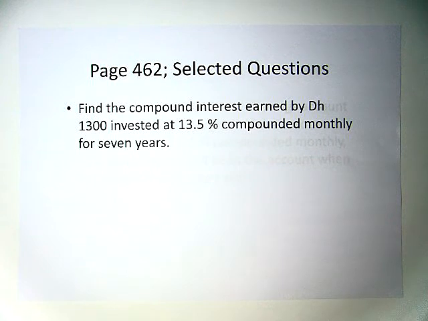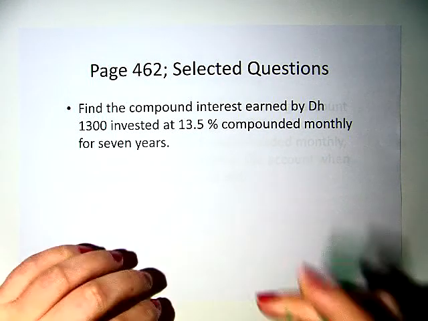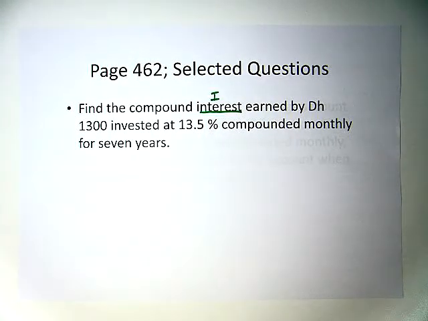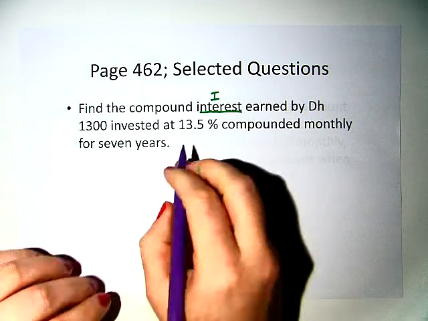Okay, the last set of questions come from page 462, and these are a little different, so we're going to go through them pretty slowly. Find the compound interest earned. We're only finding the interest, so we need to find the summative amount in order to solve this. Earned by $1,300 invested at 13.5%.